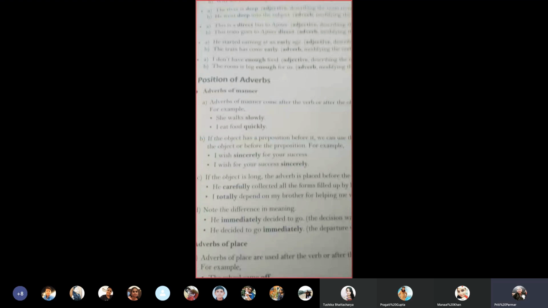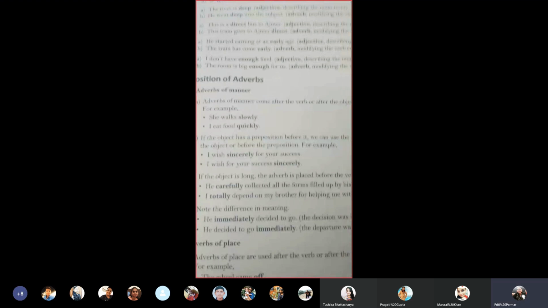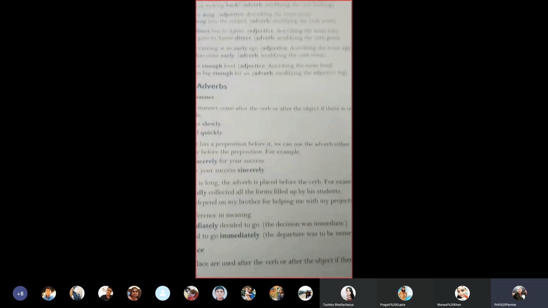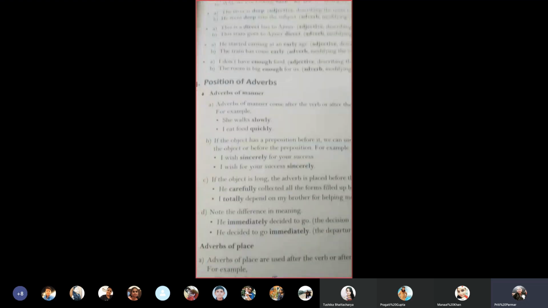Otherwise, it can be either after the object or before the preposition. So let's see this. I wish for your success sincerely. So here I is the subject, wish is your verb, for your success is the object, and after the object it is placed sincerely. So I wish sincerely for your success, or it could be I wish for your success sincerely. Coming to the next one, if the object is long, the adverb is placed before the verb.